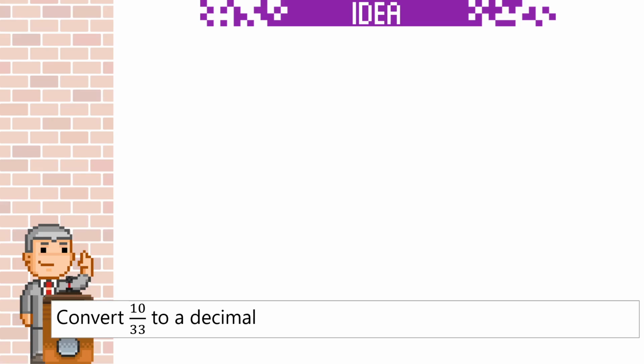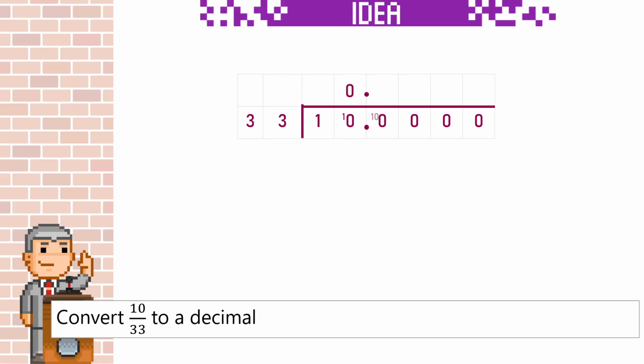So to convert 10 over 33, we're going to start asking ourselves how many 33s are there in 1? Well, there's none, so let's move that across. How many 33s in 10? Still 0, so let's carry that across. How many 33s in 100? There's going to be 3, but we're going to carry 1.